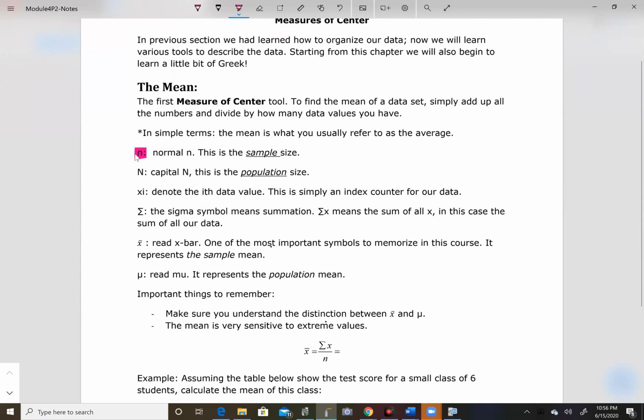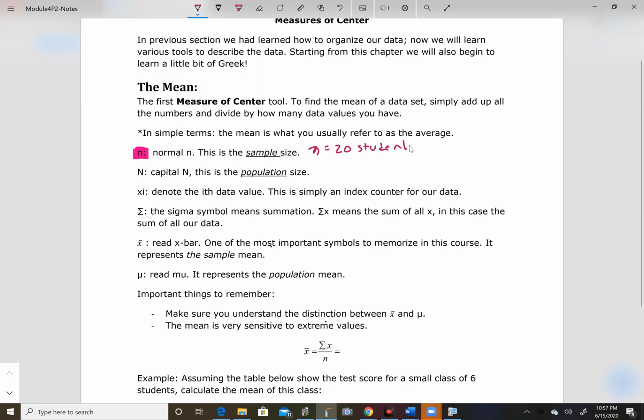Okay, so this first letter, small n, is not a Greek letter. I guess we use the Latin alphabet, don't we? Somebody might know more about that than I do. But a small n is talking about the sample size. How many data values are in that sample? If you remember from module 4.1, we talked about test scores of 20 students. The sample size would have been 20. Our n from that would have been n equals 20 students.